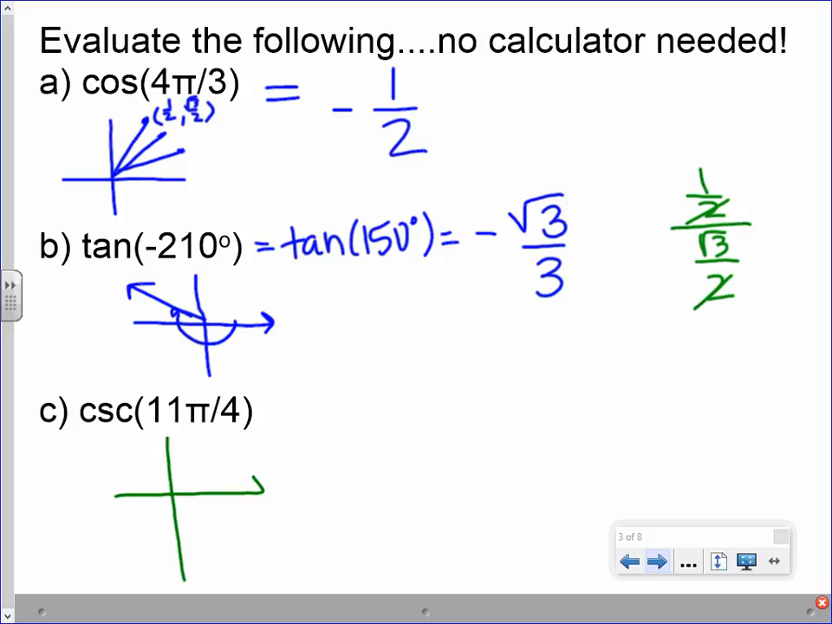Eleven pi over 4, where is that? It's in the second quadrant. We go around once and then 3 pi over 4 more. So it's the same as evaluating the cosecant of 3 pi over 4. Okay? So the cosecant of 11 pi over 4, which is the same as the cosecant of 3 pi over 4. Robert, what do you think?